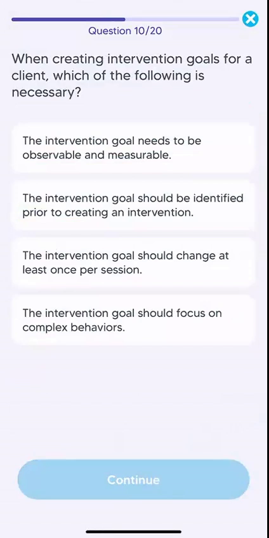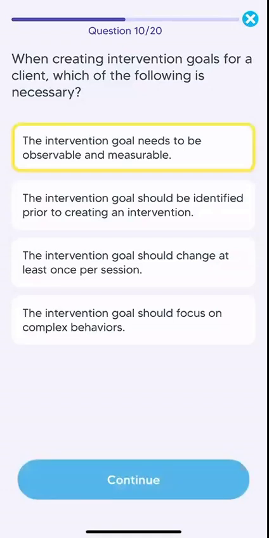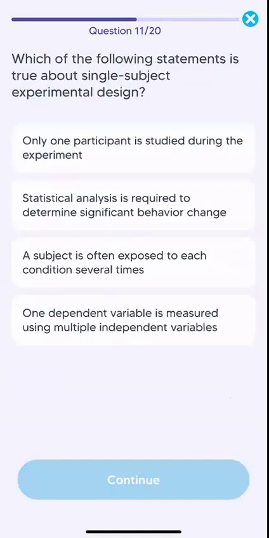Okay, when creating intervention goals for a client, which of the following is necessary? The intervention goal needs to be observable and measurable. The intervention goal should be identified prior to creating an intervention. The intervention goal should change at least once per session. The intervention goal should focus on complex behavior. Observable and measurable. No? Yes? The first one, I feel so. What do you feel? Yeah, first one.